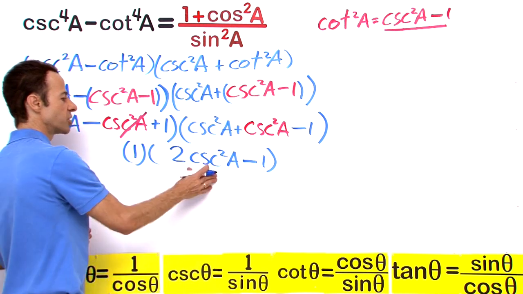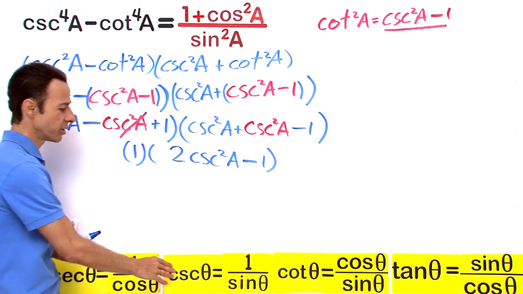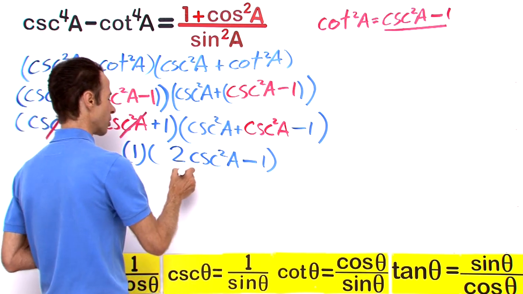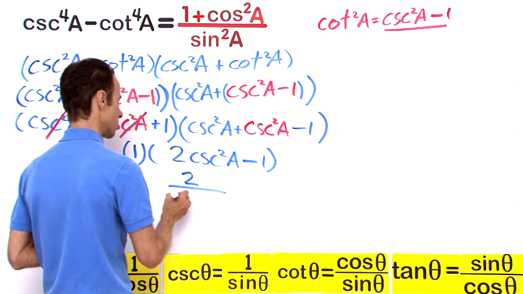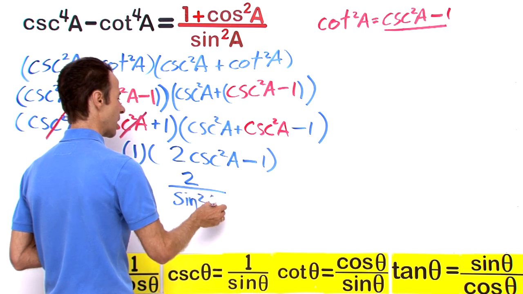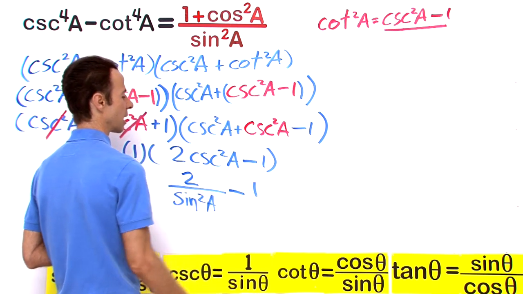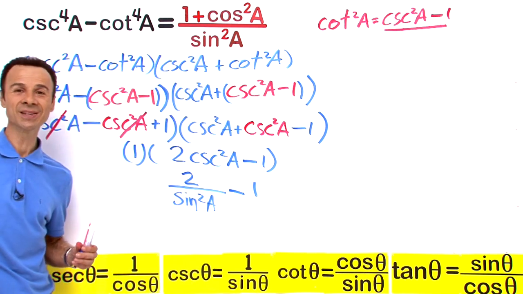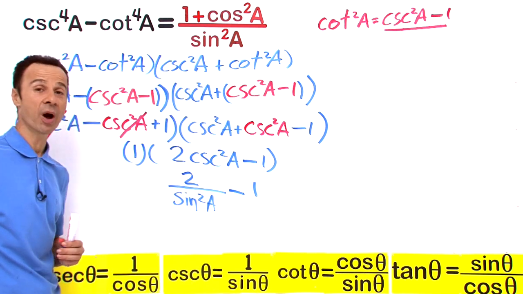Well, the cosecant, again, let's go back here. Cosecant equals 1 over sine. So isn't it true that we could write this out like this? We could write down 2 over sine squared a, take away 1, can't we? Now it's starting to look a little bit like that over there, but it's not quite there. But we're getting there. We're on the right road.